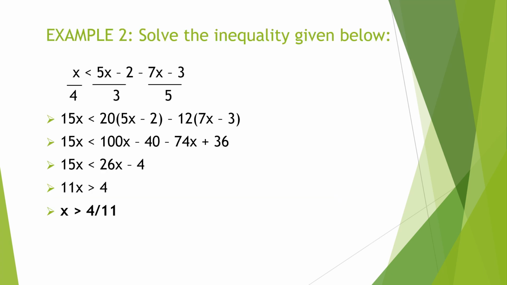Example 2. Solve the inequality given below. x by 4 less than (5x minus 2) by 3 minus (7x minus 3) by 5. So first thing is we simplify by taking the LCM. After simplification, what do we get? 11x greater than 4. That means x greater than 4 by 11. This is the solution.